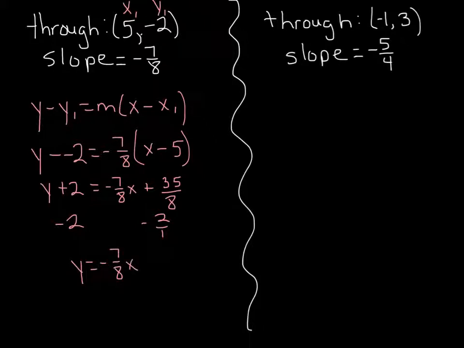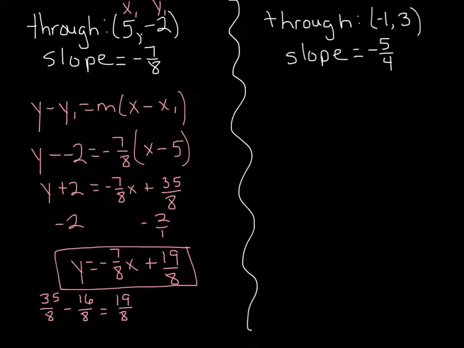Now to add these two fractions, I'll come down here and work on this. You have 35/8 minus, instead of 2/1, we could say 16/8 so that we have common denominators. 1 times 8 is 8, so 2 times 8 is 16. And then 35 minus 16 would be 19/8. So plus 19/8. And that would be your answer.